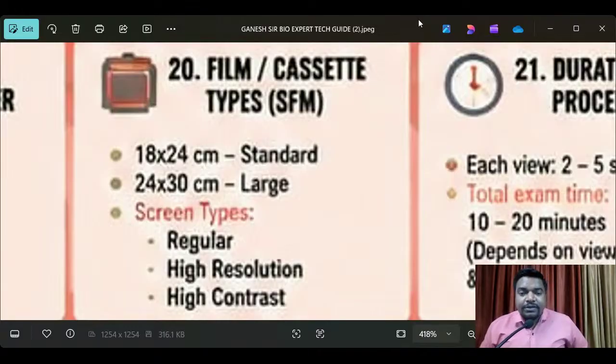Now let me say the types of film cassettes. 8 to 24 cm is standard and 24 to 30 cm is large, and screen types are regular, high resolution, and high contrast. These are the film cassette details. These questions will definitely be asked when you face an interview. If they ask about 8 to 24 cm, what is the category, and you say standard, sir, then you will pass.